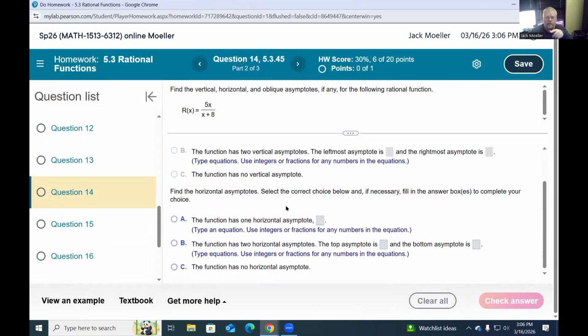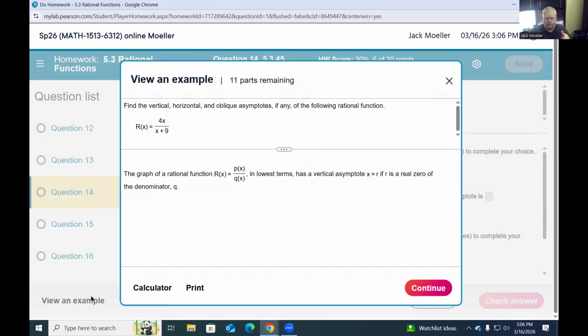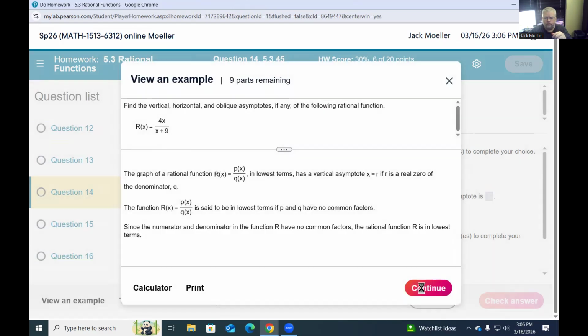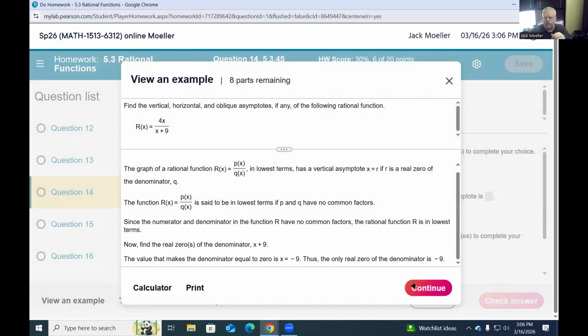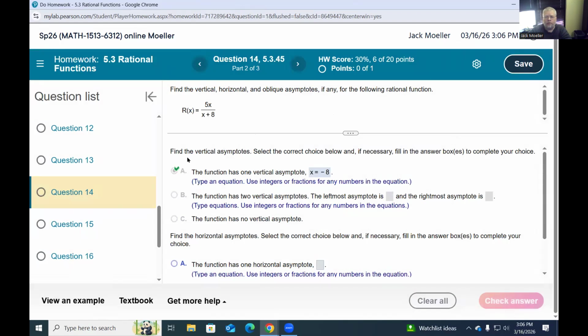And remember, if you miss it and you don't know why, you're like, I know it's -8. Why are you telling me it's wrong? Don't forget to look at the example. Sometimes you've got to scroll through. And so like the only real 0 is at -9. And so the vertical asymptote is at x equals -9. So you need that x equals. In the multiple choice, the x equals was there, so you didn't have to worry about it, but it's an important part of it.